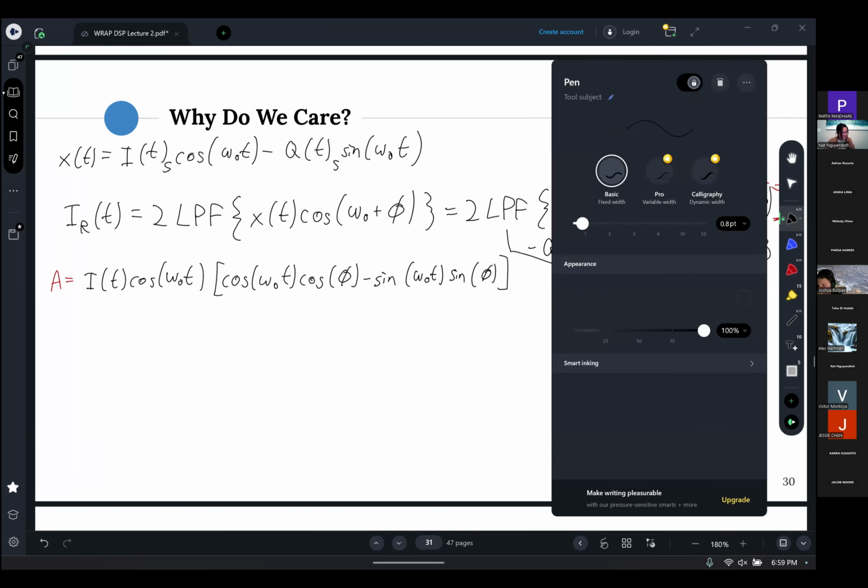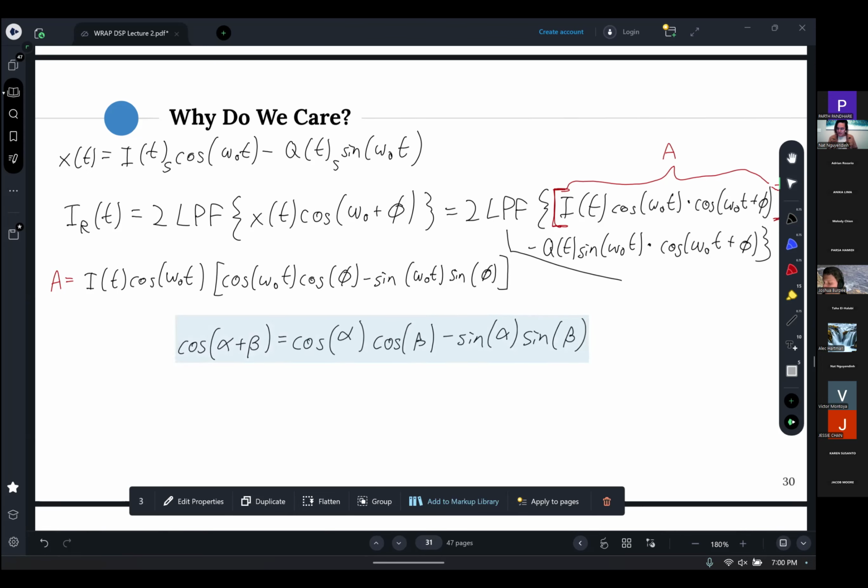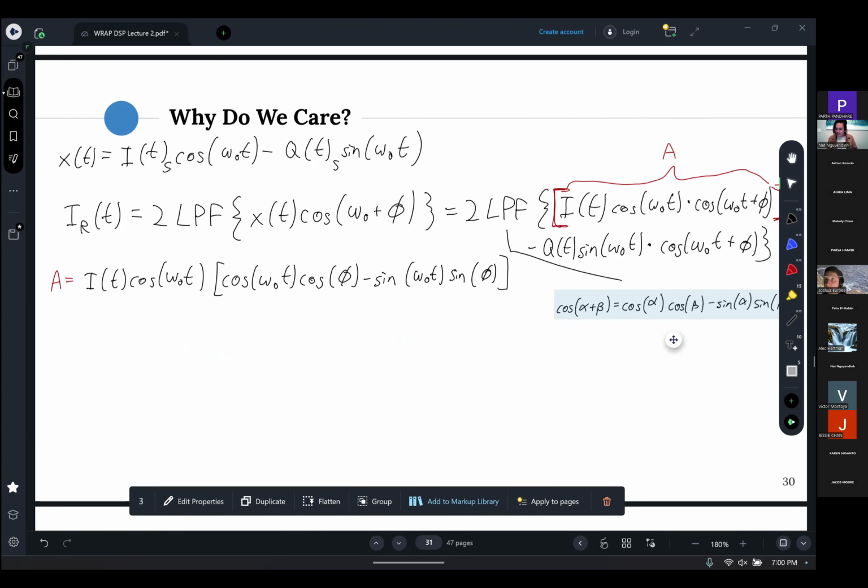I used the trig rule that if you have the cosine of two things added, it's going to equal the cosine of the first times the cosine of the second, and then you subtract the sine of the first times the sine of the second. We're going to be using a lot of trig rules coming up, so I'm just going to put this to the side here.